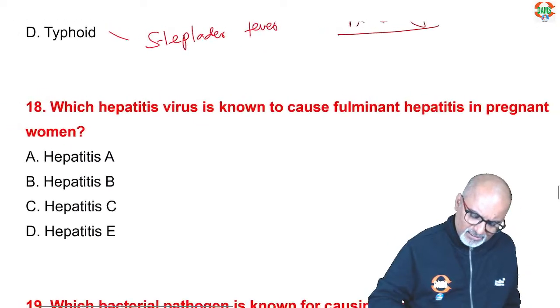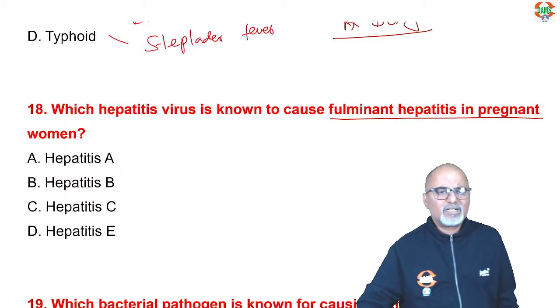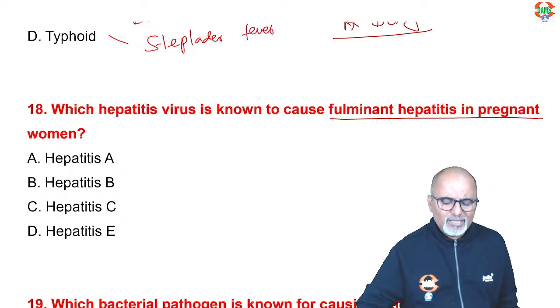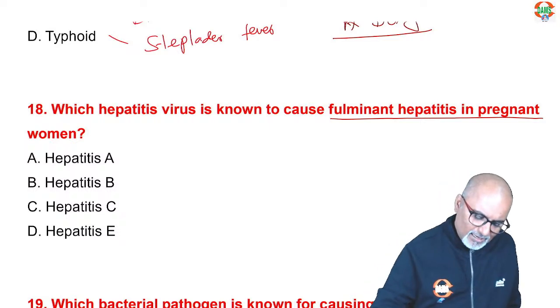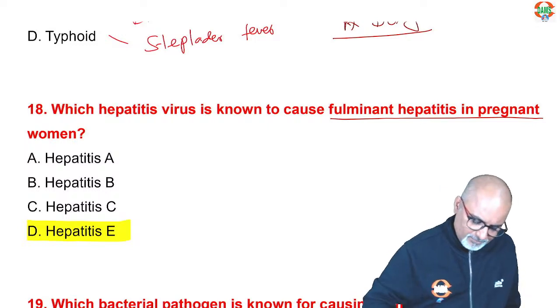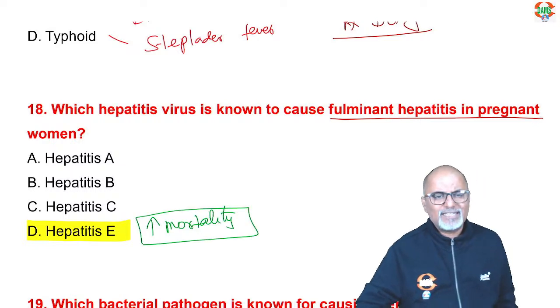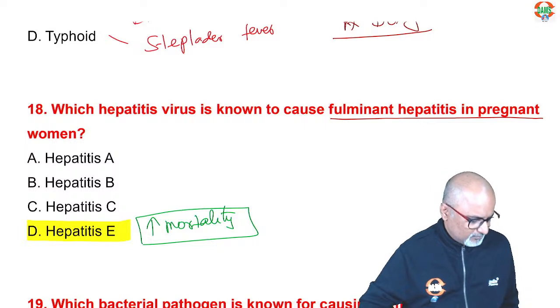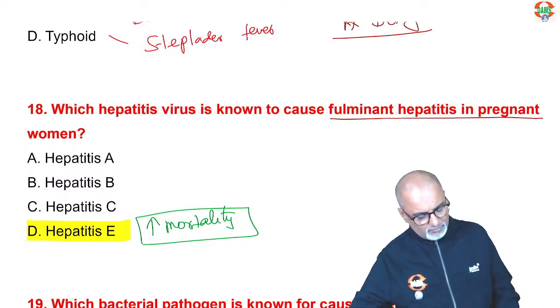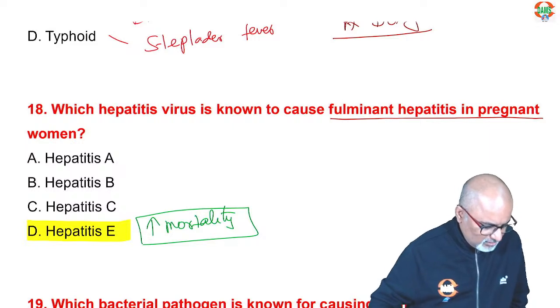Which hepatitis virus is known to cause fulminant hepatic failure, fulminant hepatitis in pregnancy? Direct question. Fulminant hepatitis in pregnancy, high mortality, is hepatitis E virus. Got it?